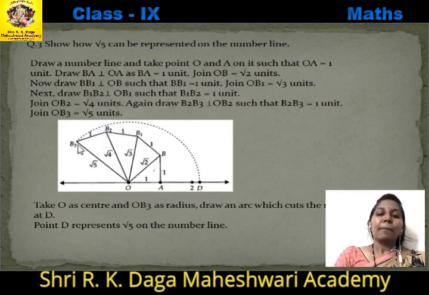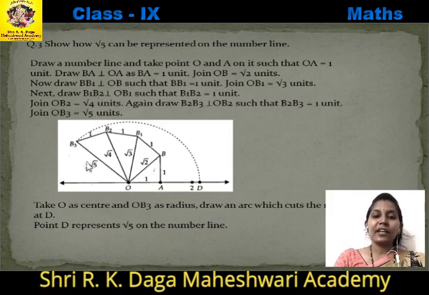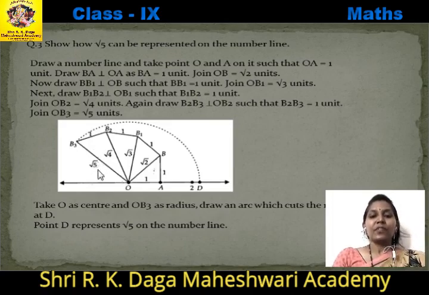Now draw a perpendicular B3B2 on OB2 of unit length and join OB3. Then OB2B3 is a right angle triangle where OB3 is the hypotenuse, and according to Pythagoras theorem, when the base is under root 4 and the perpendicular is 1, this hypotenuse is of length under root 5. Now you got OB3 equal to under root 5 units.